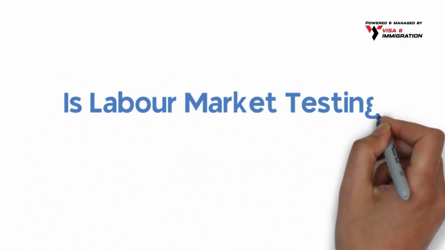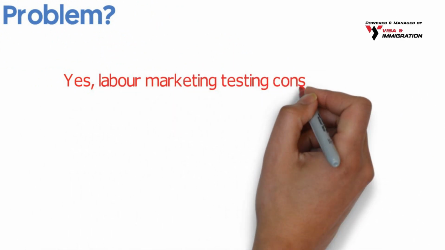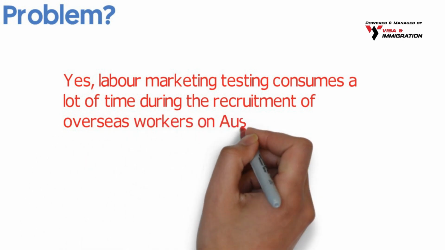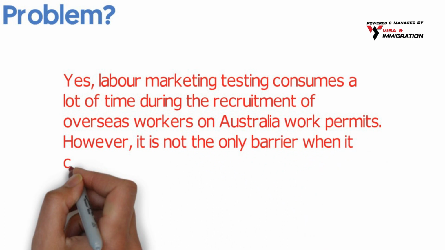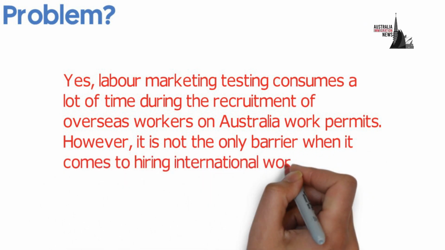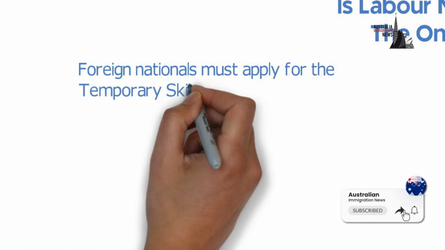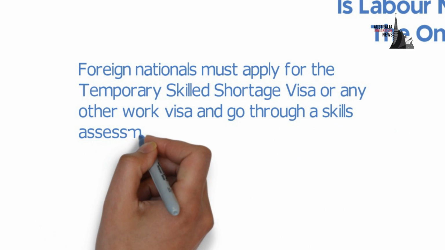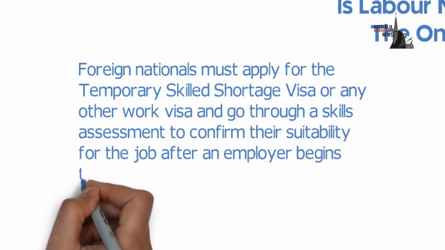So, is labor market testing the only problem? Yes, labor market testing consumes a lot of time during the recruitment of overseas workers on Australia work permits. However, it is not the only barrier when it comes to hiring international workers. Foreign nationals must apply for the temporary skill shortage visa or any other work visa and go through a skills assessment to confirm their suitability for the job after an employer begins the recruitment process.